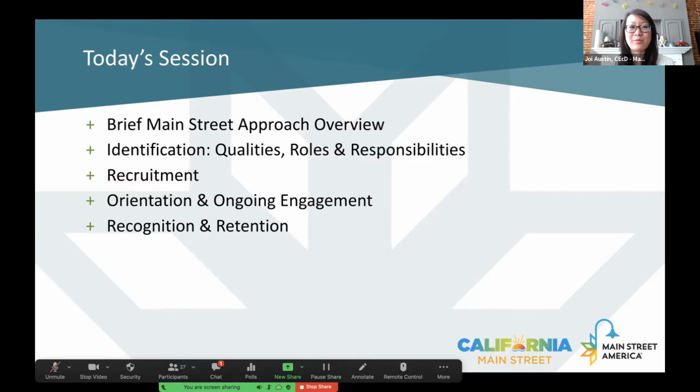We're going to start off with a brief Main Street approach and overview, nothing too in depth, just to get on the same page. Then we'll think about how you are identifying your board members, those qualities, and how you're explaining to them what it means in terms of roles and responsibilities. We'll get into the recruitment process, and then what it looks like when you're bringing them onto your organization's board in terms of orientation, and how you continuously engage them throughout the process, and of course, recognition and retention. What does that look like?